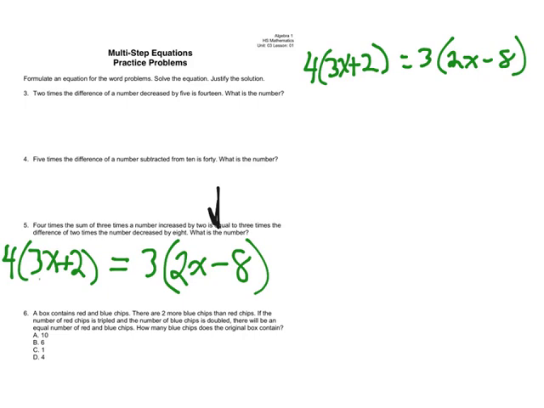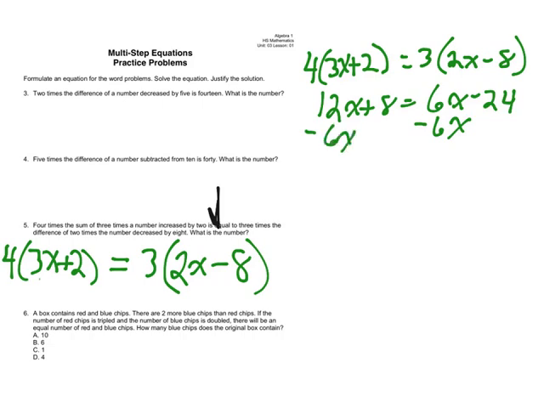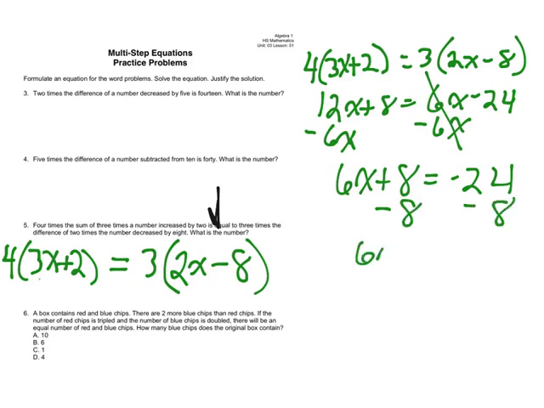Now when I solve this, I'm using the distributive property. I get 12x plus 8 equals 3 times 2x, which is 6x, minus 24. I'm going to subtract 6x, and now we're back to doing everything like we have done in the past. Minus 6x, and these cancel out, and I get 6x plus 8 equals negative 24. And I subtract 8, and I get 6x equals negative 32.